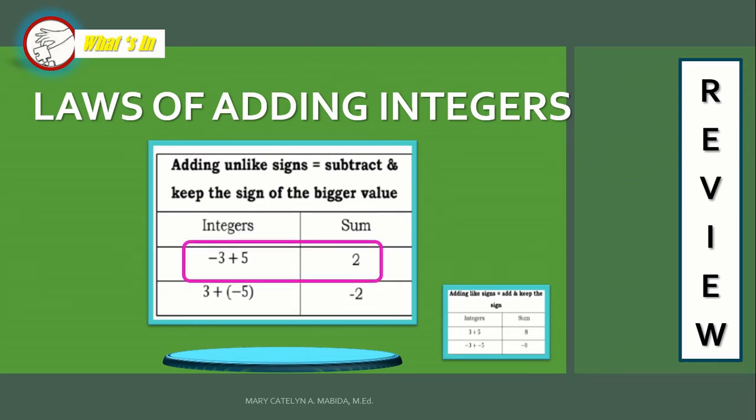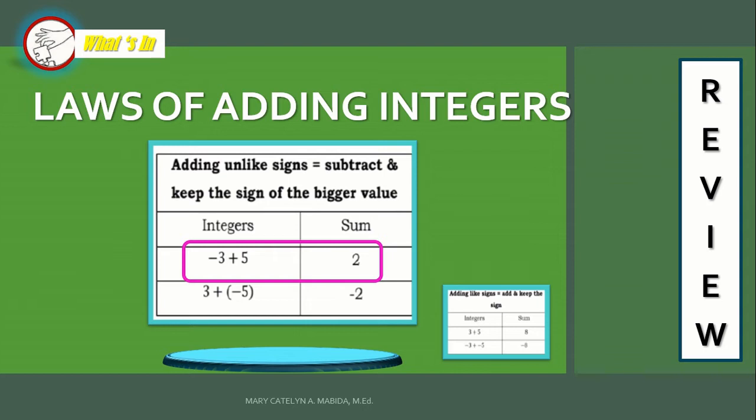Okay, we have negative 3 plus 5. So, our negative 3 is a negative number. Our 5 is a positive number. And we are adding this time numbers with unlike signs. That is right. So what are we going to do? Good job! We are going to subtract their absolute values.